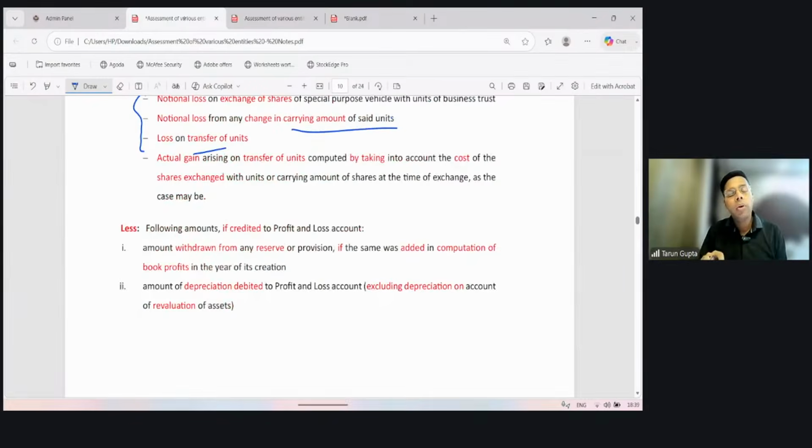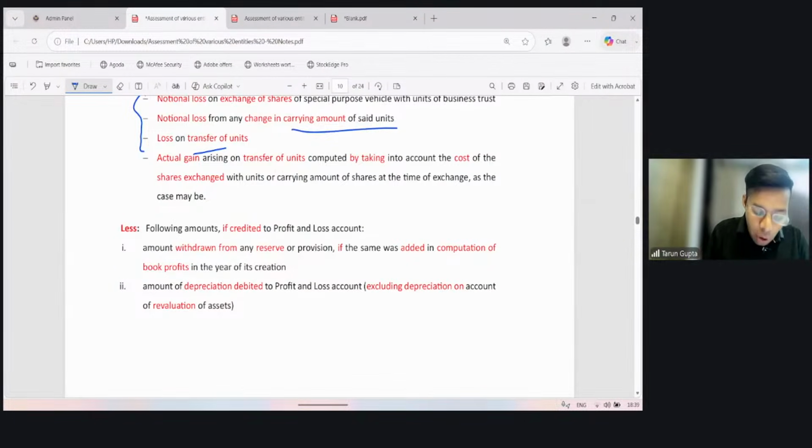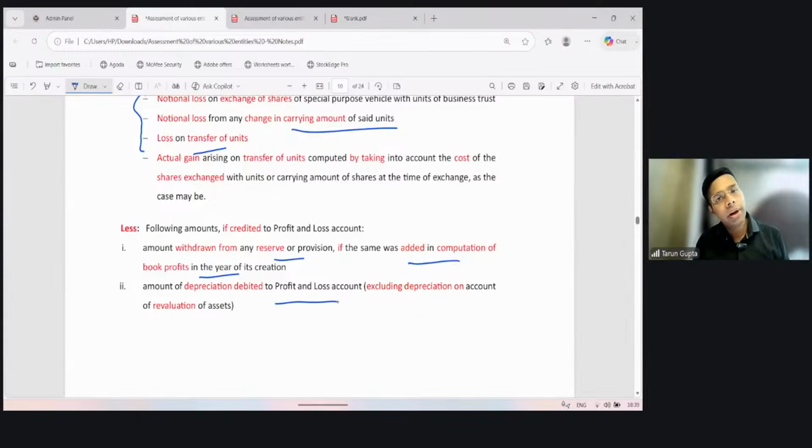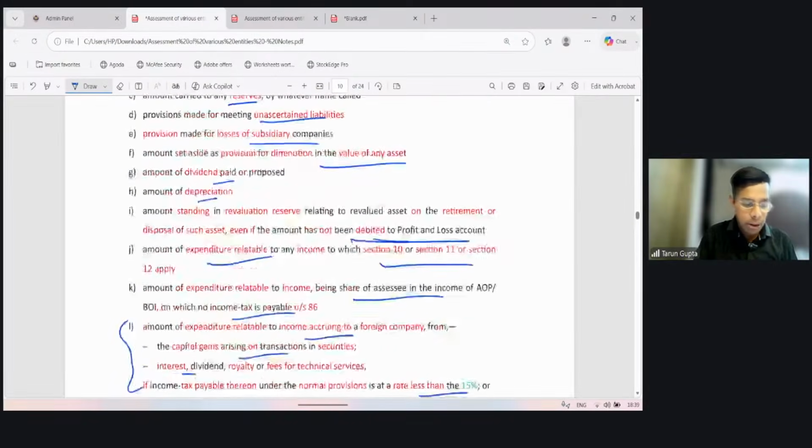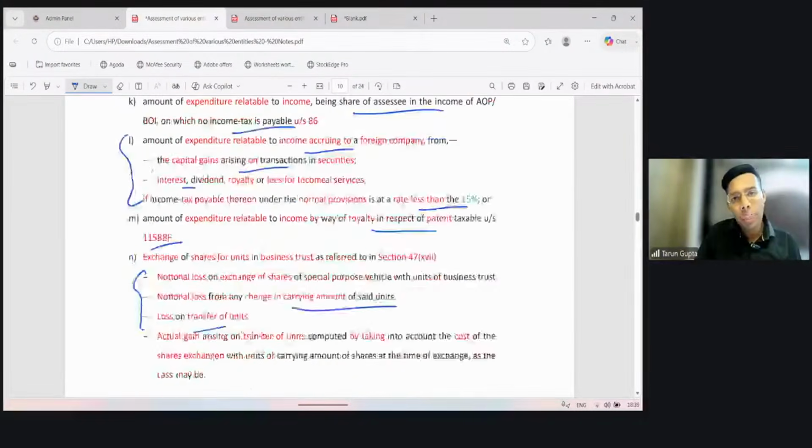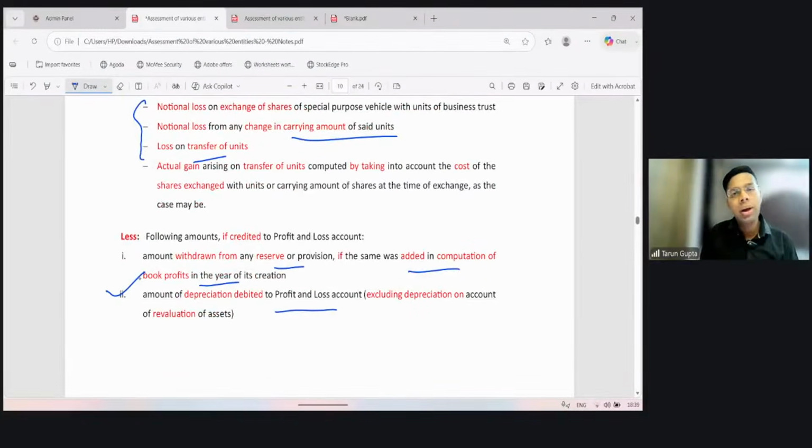Now we'll see what all amount is to be reduced while computing book profit. So amount withdrawn from reserve, if the same was added in the computation of book profit in the year of creation. If any reserve was created out of P&L account, then any amount withdrawn from such reserve is to be reduced. Depreciation actually debited to the P&L account: earlier we were adding the depreciation here, now we are reducing the depreciation. But at the time of reducing, we are not considering depreciation on the revalued amount if there is revaluation. Okay.